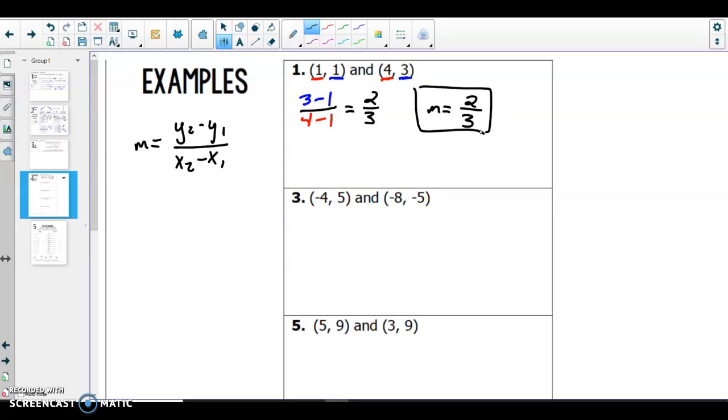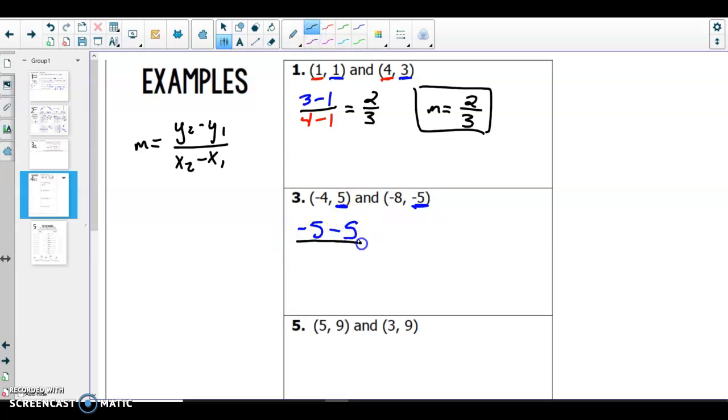Hopefully you didn't think that that was too bad. We're going to go through the same process again. Here are my y's, underline them. Signs can get a little bit tricky, so just make sure that you're talking your way through it. -5 minus 5.